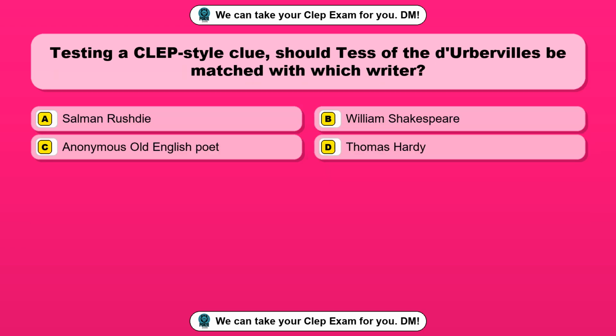Question 19. Testing a CLEP style clue, should Tess of the D'Urbervilles be matched with which writer? Option A, Salman Rushdie. Option B, William Shakespeare. Option C, anonymous Old English poet. Option D, Thomas Hardy. The correct answer is option D, Thomas Hardy.